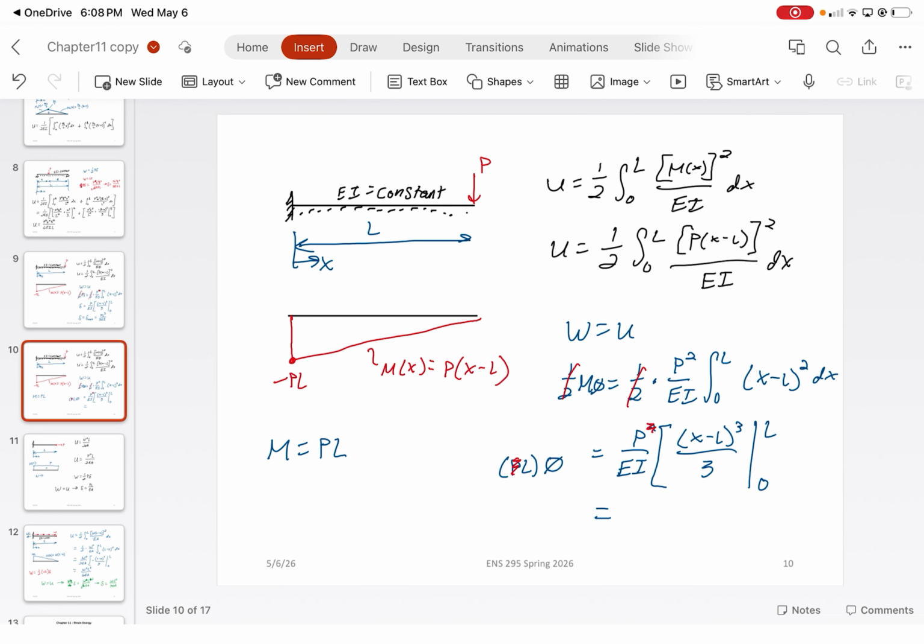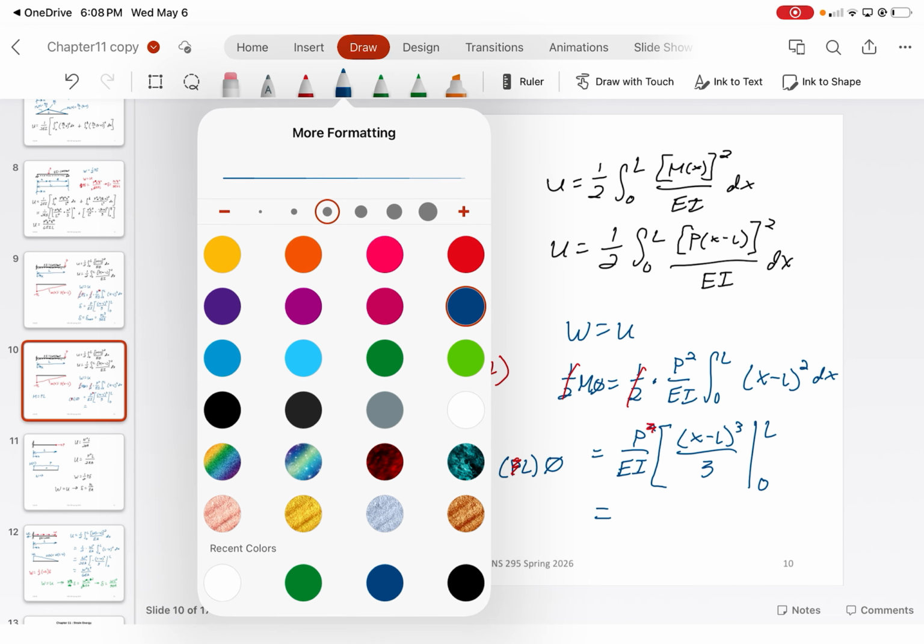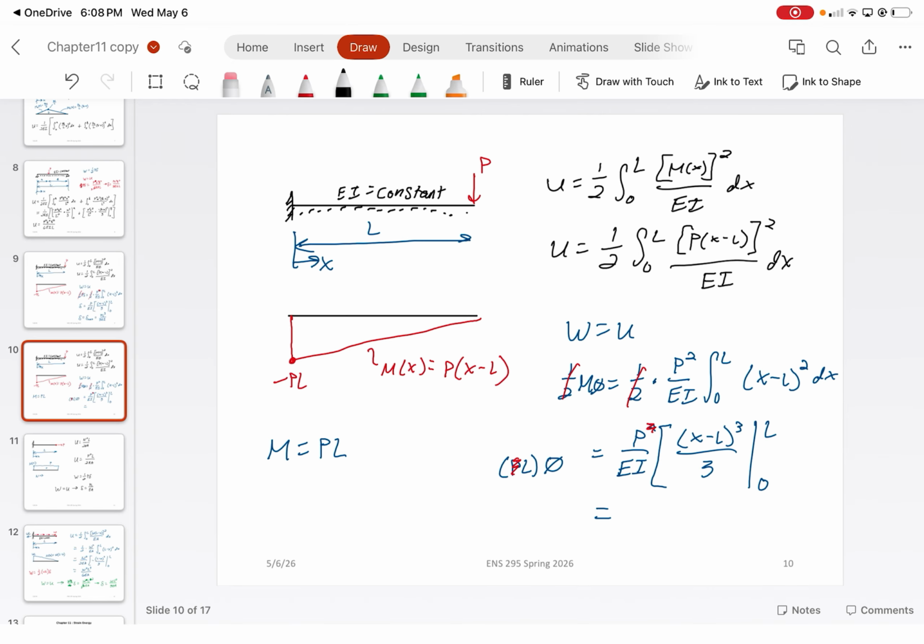And then what we end up with should just be equal to L theta equaling PL cubed over 3EI, which means that theta is just equal to PL squared over 3EI. Make sense? Everyone understand why the moment would just equal P times L, right?